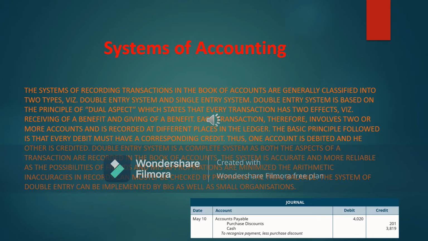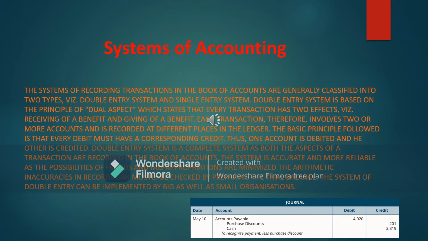If we are purchasing something, we purchase it by spending some cash, or we purchase it on credit. So goods will come in, and creditors will increase if we purchase on credit, or we will have to spend some cash, so cash will go out. So two accounts will be affected. That is called the double entry system. Thus one account is debited and the other is credited.